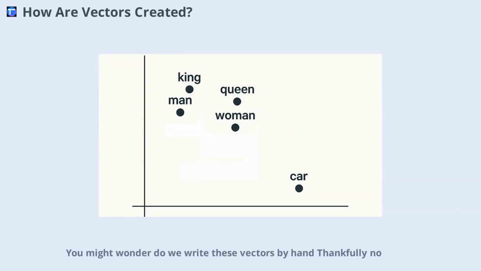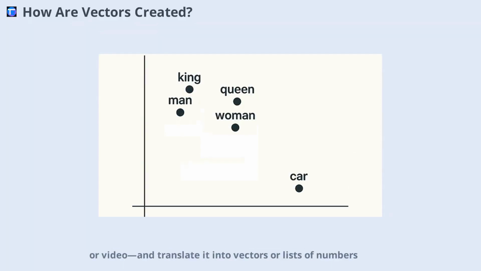You might wonder, do we write these vectors by hand? Thankfully, no. Machine learning models, called embedding models, do the heavy lifting. These models take raw data, text, audio, images, or video, and translate it into vectors, or lists of numbers. The process is simple. You feed in your data, the embedding model generates a vector, and that vector is stored in a vector database. Now, every piece of data has a unique meaning fingerprint that computers can use to compare and search by meaning, not just by words.